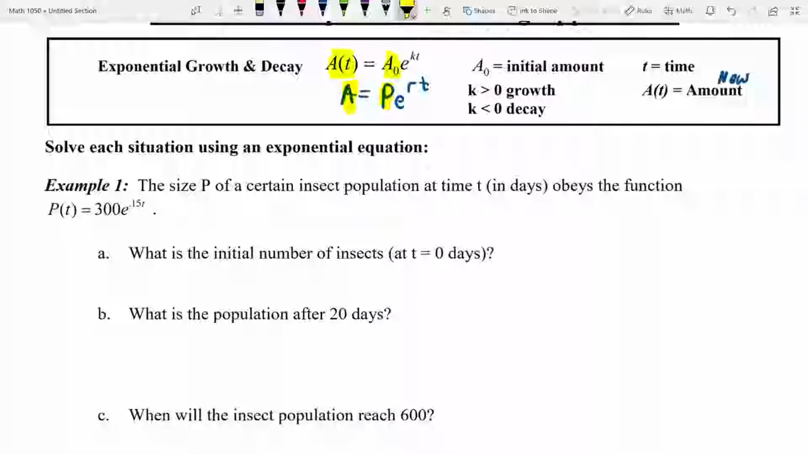E, you guys know, it's just 2.7. R is the rate at which it's increasing or decreasing. That's the same thing as the K. And then T just stands for time. Okay? So if your K is positive, if it's greater than 0, then it's growing. And if your K is less than 0, then it's decaying. So it could be increasing or it could be decreasing.